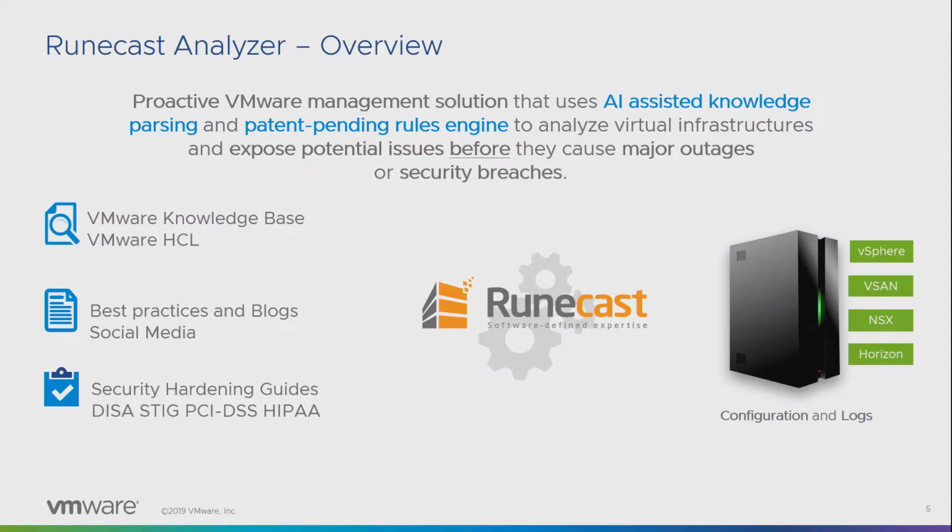And last but not least, we also automate the VMware security hardening guides and also security compliance standards like DISA-STIG, PCI DSS, and HIPAA. All that information is translated into machine-readable rules that are used by our patent-pending rules engine to analyze vSphere, vSAN, NSX, and Horizon, the configuration and the logs, and discover those potential risks before they cause some major problems.